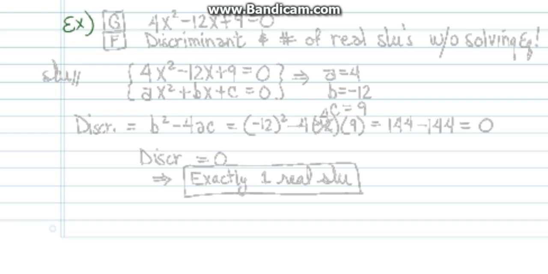So here's our example. We're given a second-degree equation, 4x squared minus 12x plus 9 equals 0. And we're asked to find the discriminant and the number of real solutions without solving the equation.